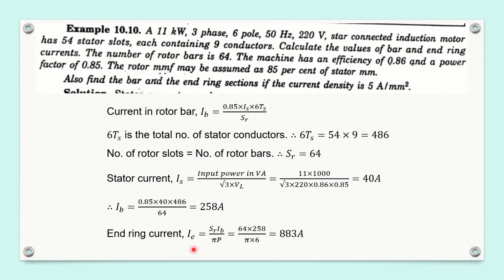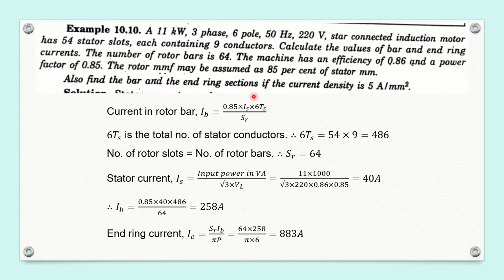Now we have to calculate the end-ring current, and the equation for end-ring current is SR into IB divided by pi P, the number of rotor slots into the rotor bar current divided by pi into number of poles. SR we have as 64, the calculated value of IB is 258, divided by pi into the number of poles, 6. So the answer will be 883 amperes. So we got the value of bar current as well as the end-ring current.